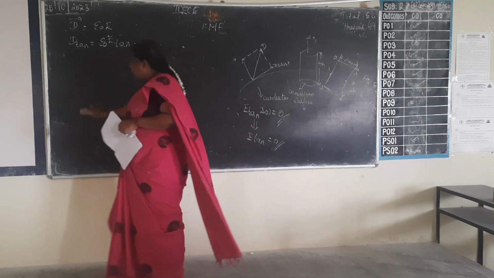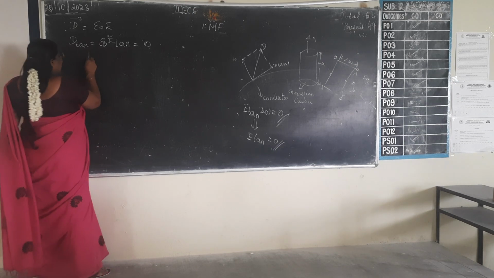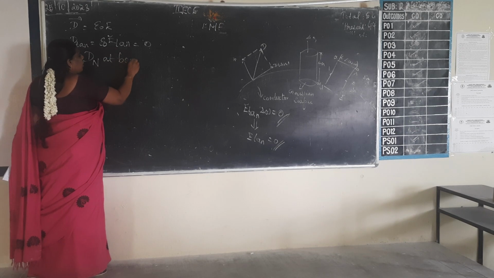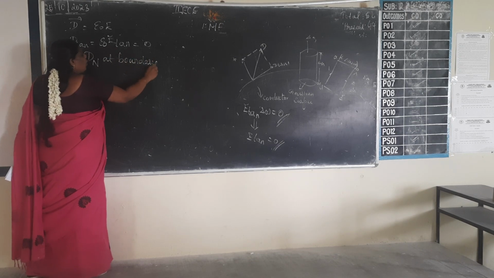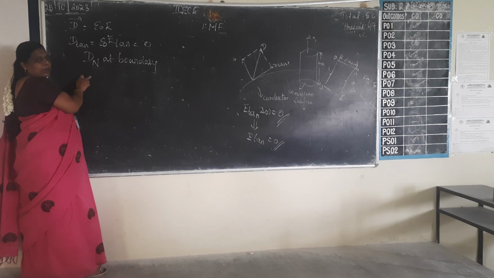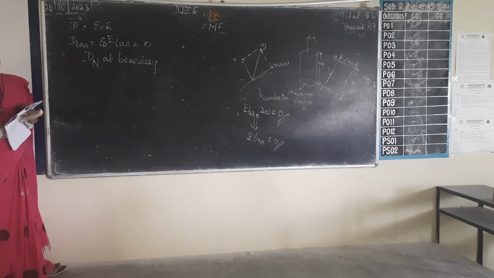Is also equal to 0. Okay, now we find the next one. Dn at the boundary. What do we mean by Dn? Dt is the tangential component. Dn is the normal component at the boundary.